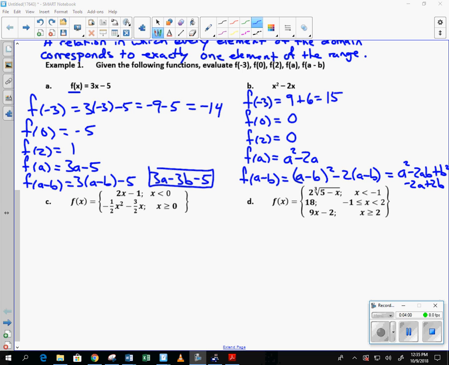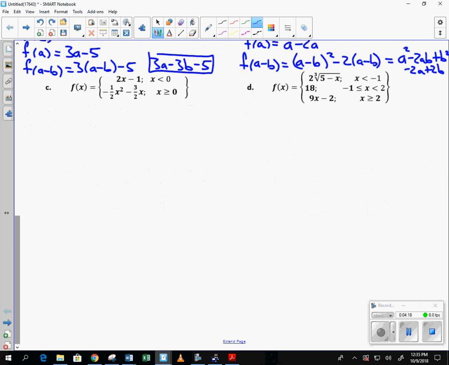F of a is a squared minus 2a. F of a minus b expanded is a squared minus 2ab plus b squared minus the 2a plus the 2b because you distribute the subtraction sign. Any questions or concerns there? Questions going once, twice, thrice. So how about these two? We're not going to do f of a or f of b, but we are going to do f of negative 3, f of 0, and f of 2.